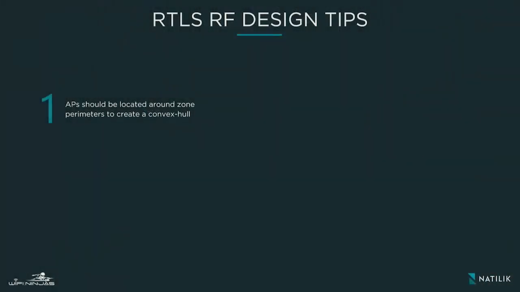So now moving on to the design tips for the RTLS. So design tip number 1, APs should be located around the perimeter of the area that you want to cover. Yep, and then each client should ideally be inside of at least 3 access points, you need to have a good solid RSSI for this.